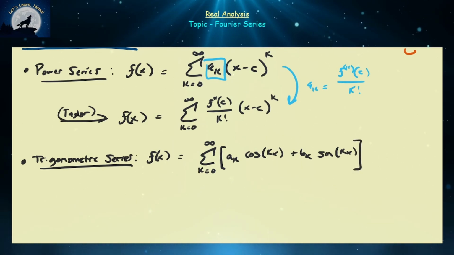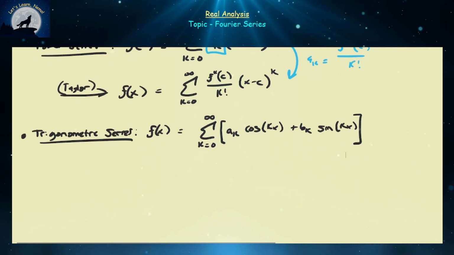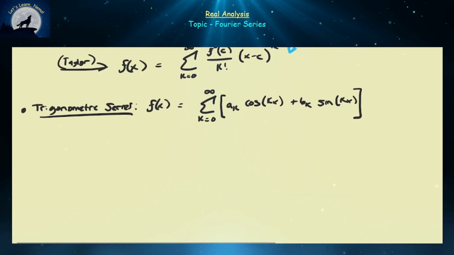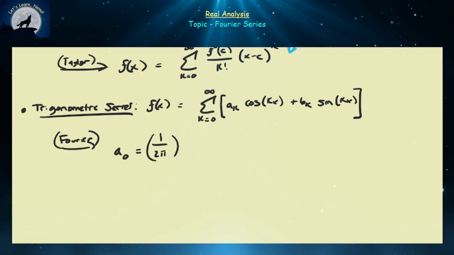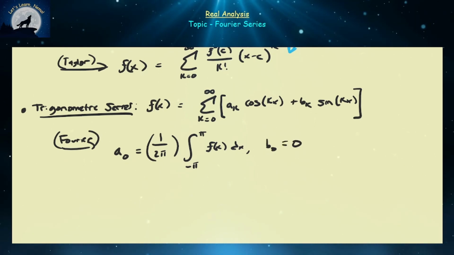So a trigonometric series uses sines and cosines as its basis functions, while a power series uses polynomials as the basis functions. At least from the single variable calculus perspective, one can show very easily that the coefficients for a Fourier series are as follows. a_0 and b_0 are special for this Fourier series. So a_0 is 1 over 2 pi times the integral from minus pi to pi of f of x dx, and b_0 is equal to 0.